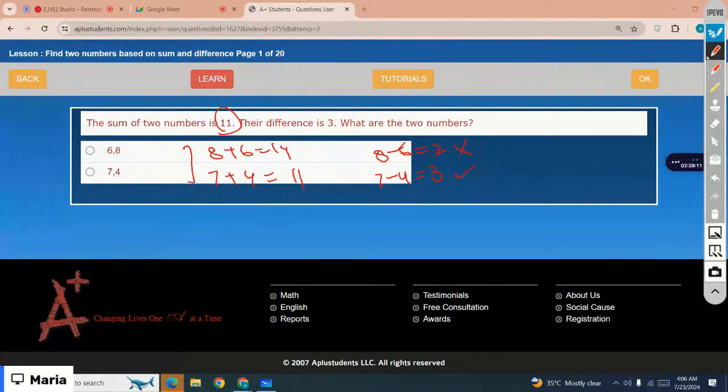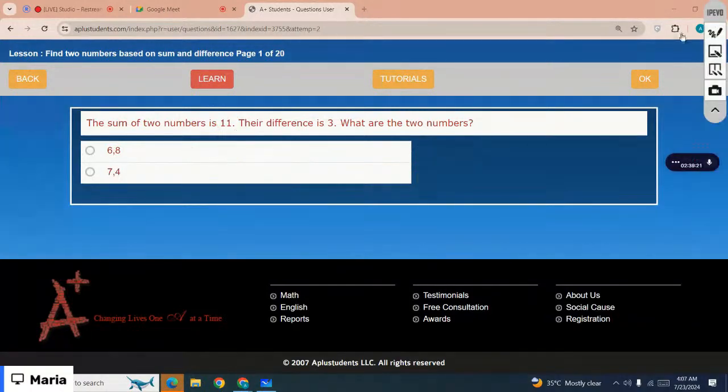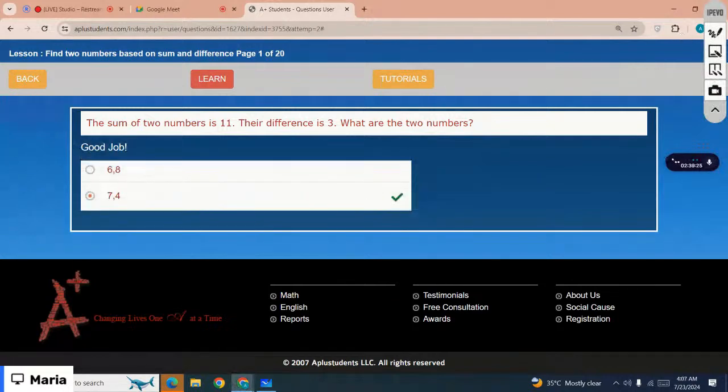In case you are not given the options, then you can think of the numbers that when added make 11 and when subtracted make 3, right? So the correct option is option number 2. That is 7 and 4. Very good.